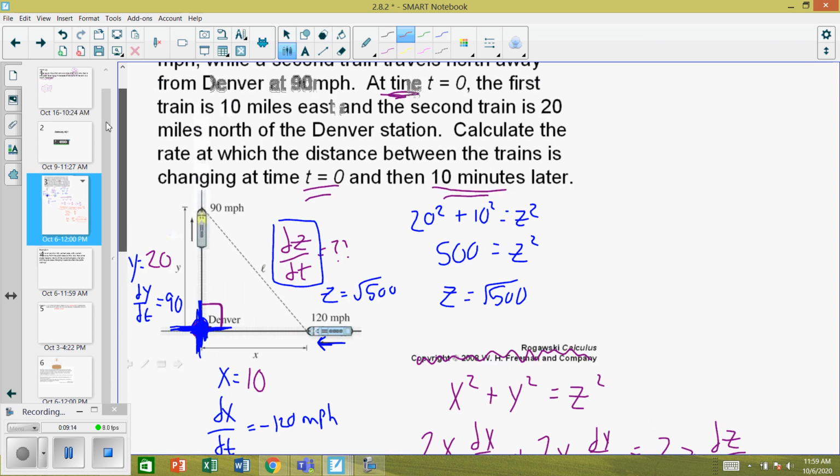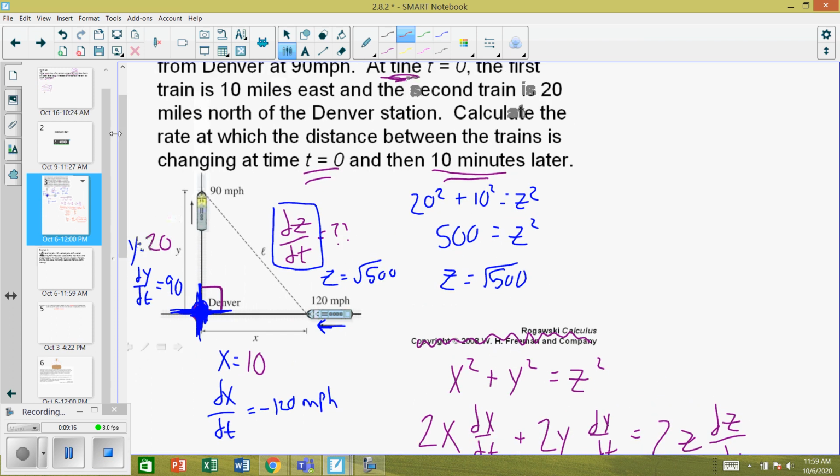All right, here's where the new part comes into play. What about 10 minutes later? What's the rate at which they're changing distances from each other? Well, in order to do this, this picture drawn right here is no longer applicable. That is the picture at time equals 0. We need to have a new picture at time equals 10 minutes later. That's the new part, is redrawing the picture.